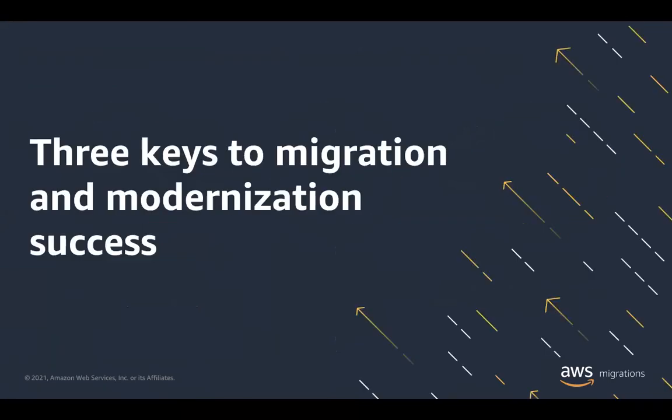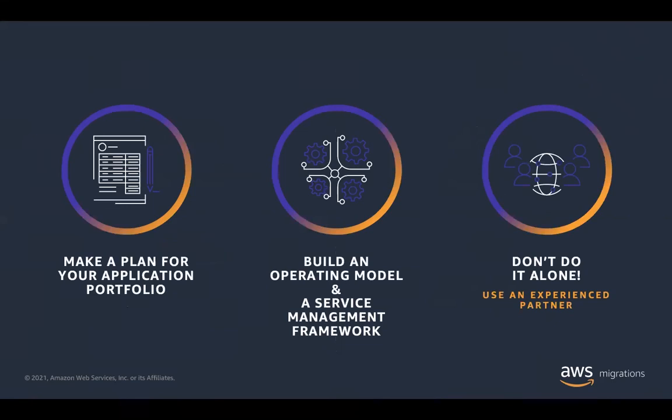Now, I'll talk about 3 keys to migration and modernization success. The slide is self-explanatory. There are 3 basic things that, in my opinion, are very important when you're considering a migration to AWS Cloud. First one, making a plan. Second one, having an operating model and understanding what network you would be using to migrate. And third one, how exactly do you go about implementing it? Where the AWS partners come into the picture.